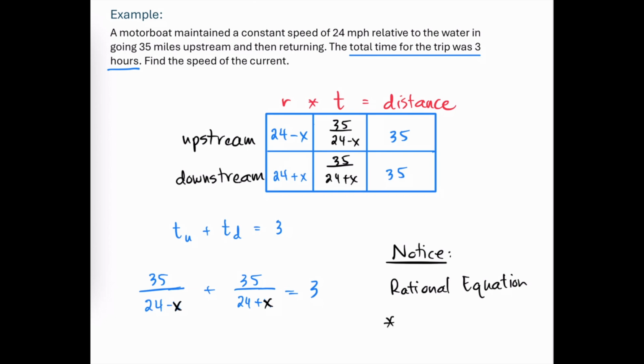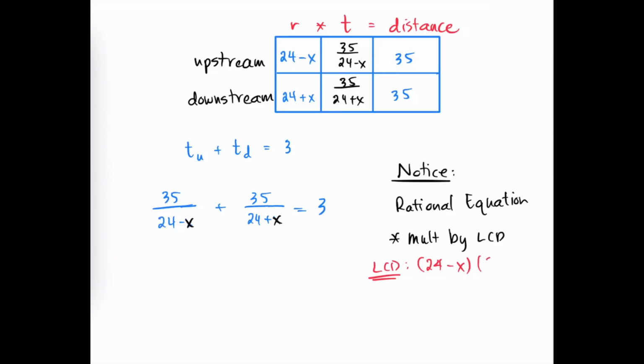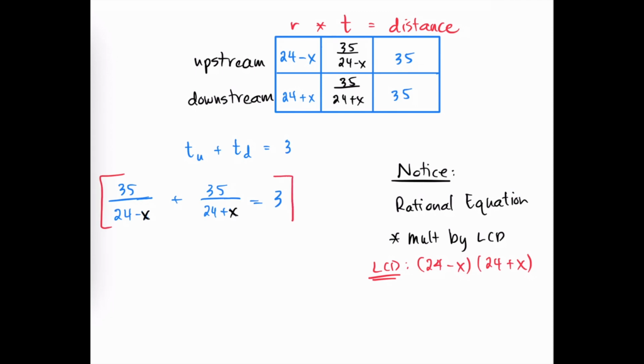In order to solve a rational equation, we're going to multiply both sides by the LCD, which is the least common denominator, over the entire equation. In this case, the LCD is 24 minus x times 24 plus x. So we multiply both sides of this rational equation by that LCD, 24 minus x times 24 plus x, and this is going to be written over 1.